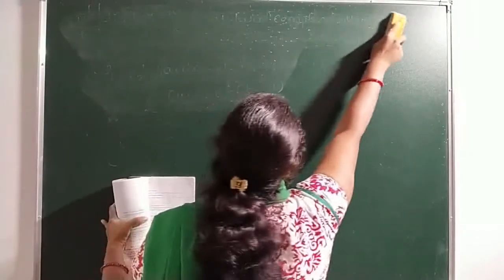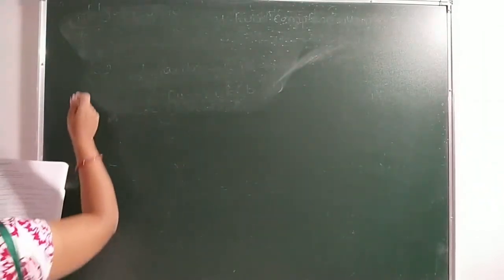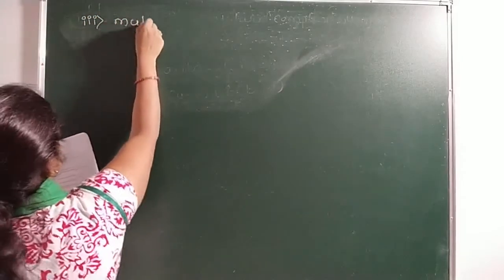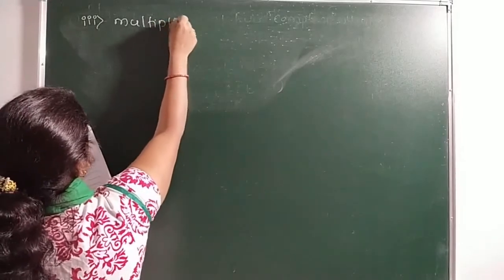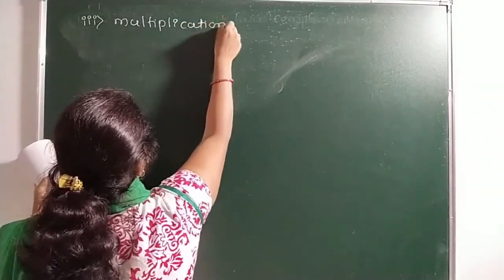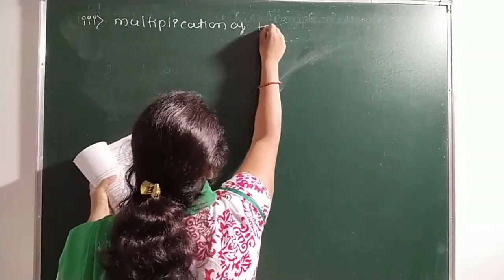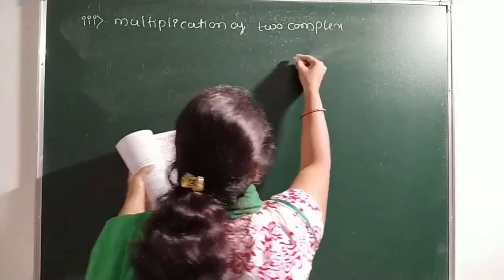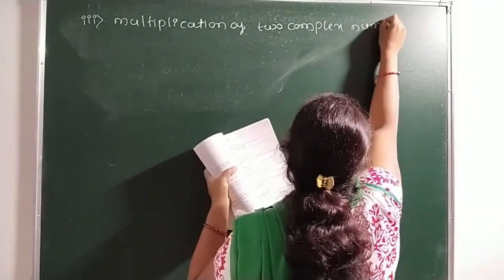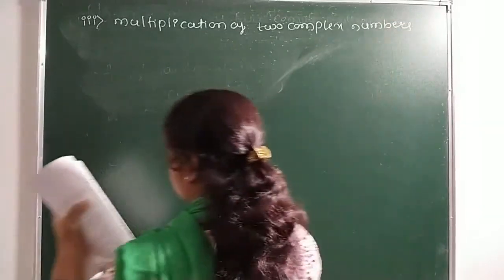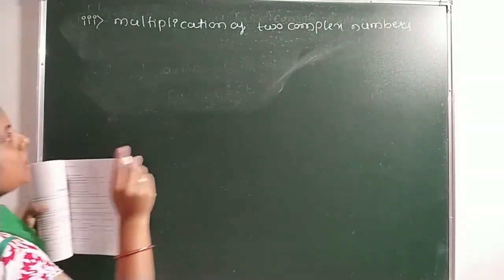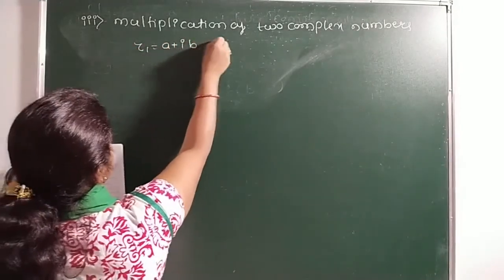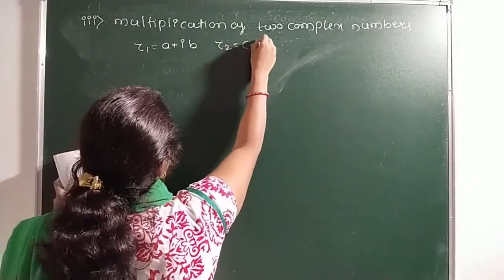Now the third one is the multiplication of two complex numbers. Multiplication of complex numbers means here again we have to take two complex numbers, z1 is equal to a plus ib and z2 is equal to c plus id.